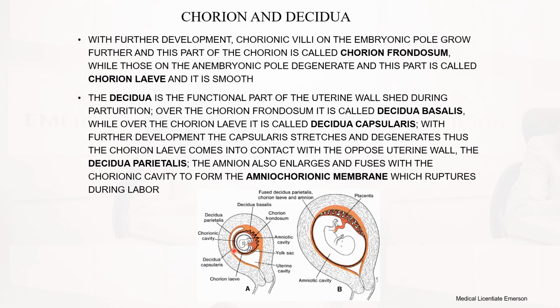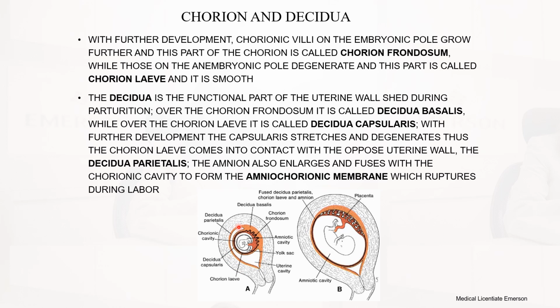Okay, then with further development, the capsularis is going to continue to stretch over, meaning it's going to become this outer part. It continues to stretch over and degenerate. Thus, the chorion laeve comes into contact with the opposing uterine wall. So they're going to come in contact with this uterine wall.